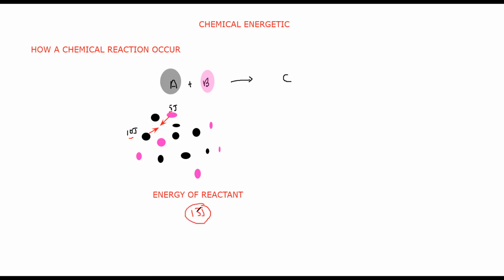So what happened? The energy of the reactants is 15 joules and they are colliding with each other, but they are not forming a product. Why are they not forming a product? Because they need a minimum energy for the reaction to start. They have this energy, but it is not sufficient to start the reaction. So first, the reactant particles absorb energy.